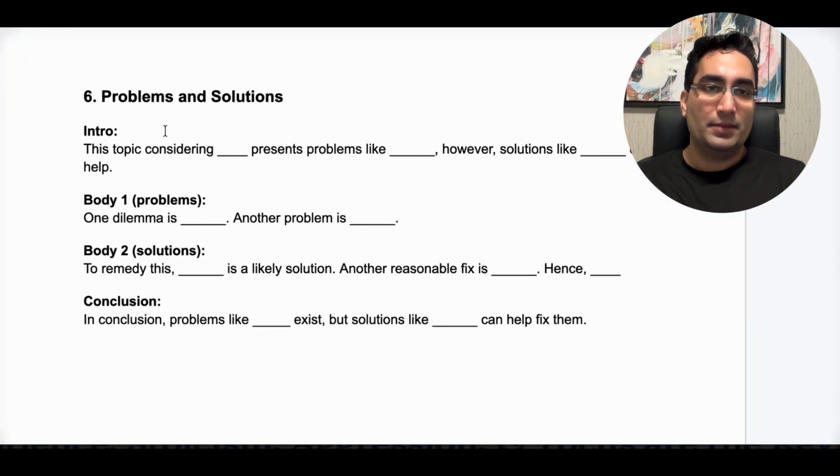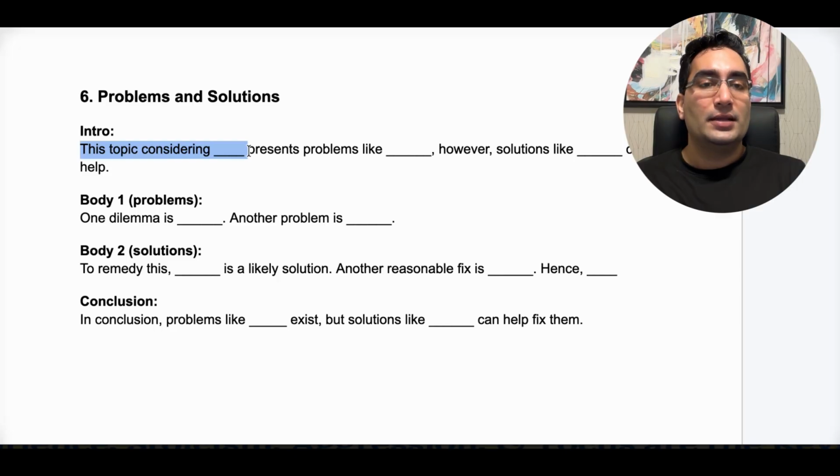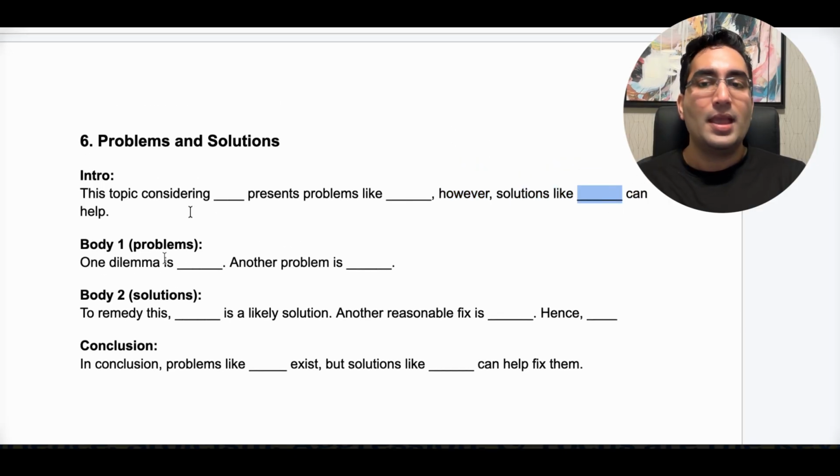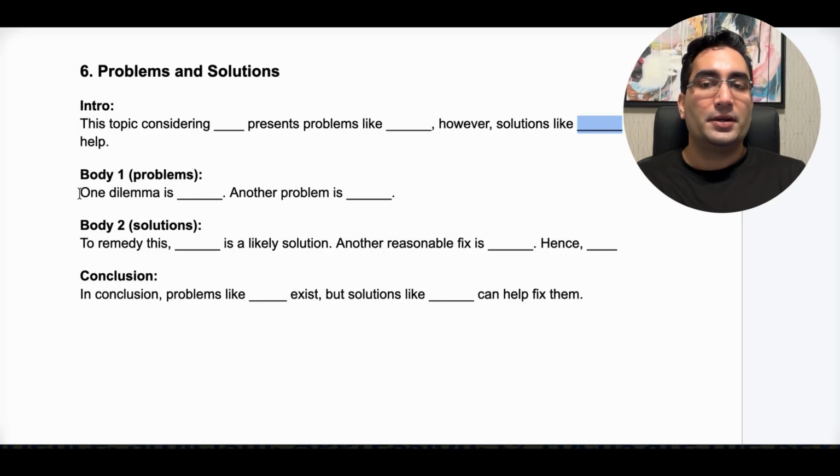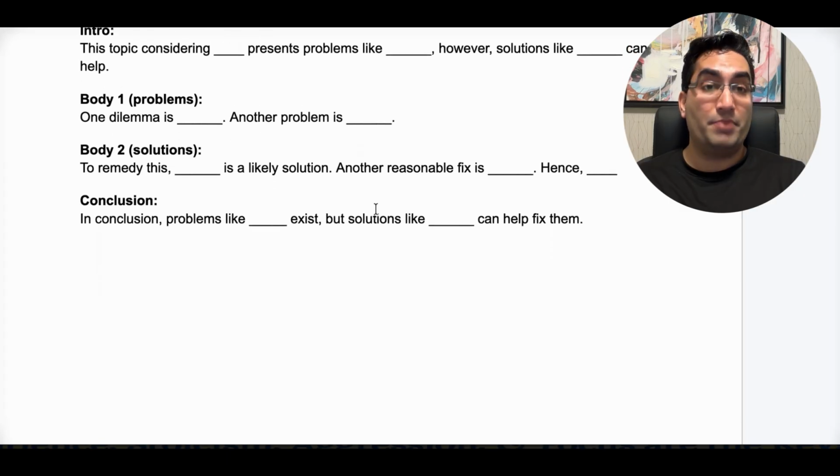Problems and solutions, similar. The topic considering presents problems like, mention 2 problems here. However, solutions like, mention 2 solutions, can help. Now, problem number 1 is going to start in body 1. One dilemma is this, elaborate that problem. Another problem is this. Notice how we're using problem and dilemma, different words in one paragraph because you don't want to be repetitive.